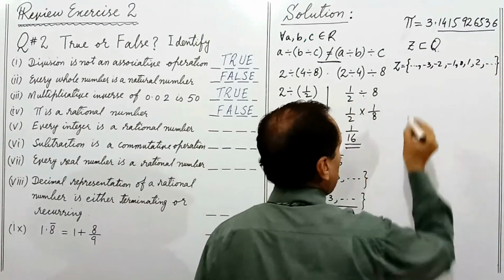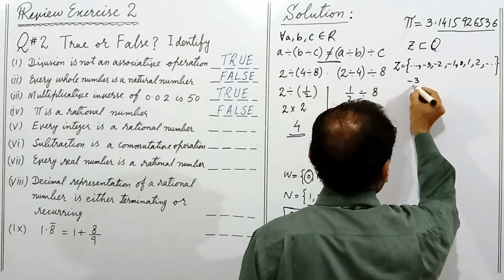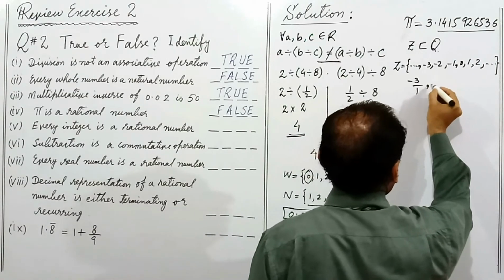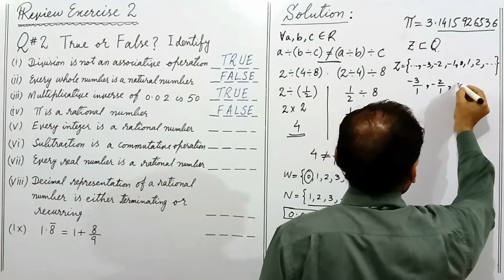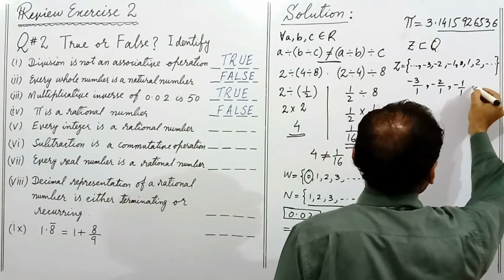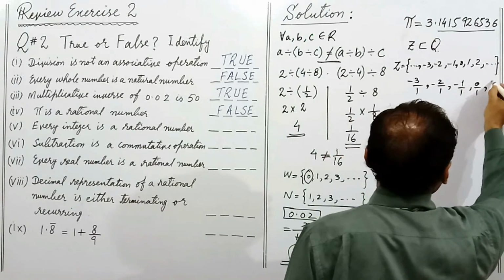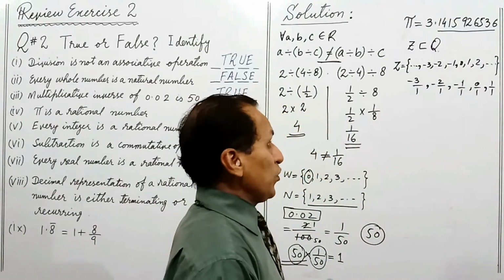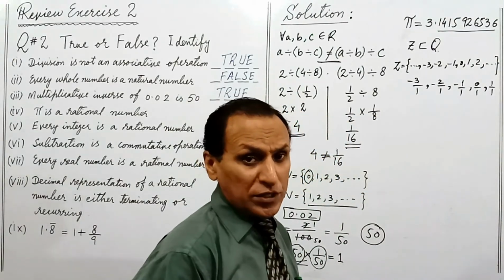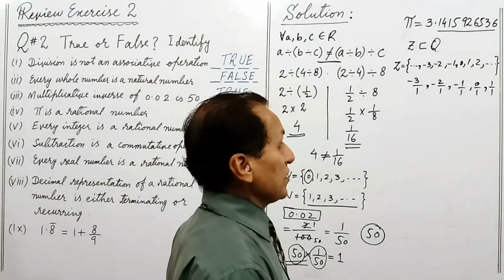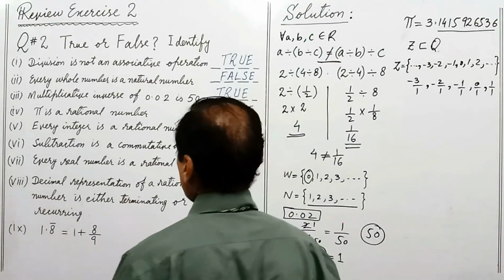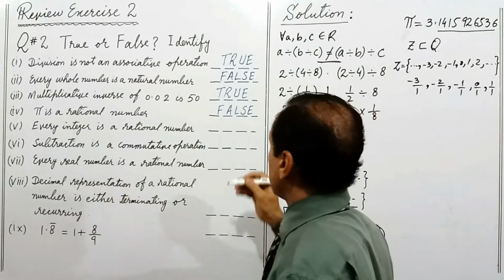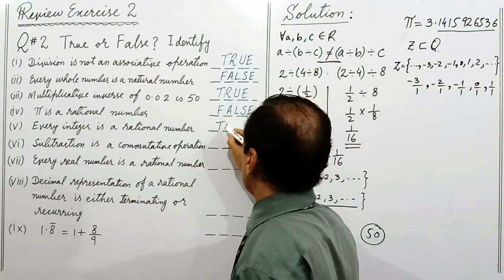And we know that these numbers can be written in the form of a fraction: -3 over 1, -2 over 1, -1 over 1, 0 over 1, 1 over 1 and so on. So we use 1 as a denominator for these. So every integer is a rational number. The statement is true.